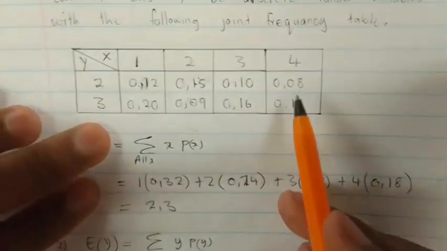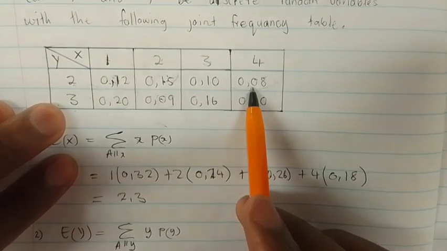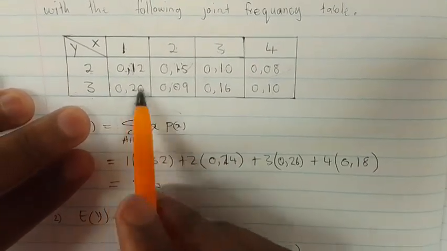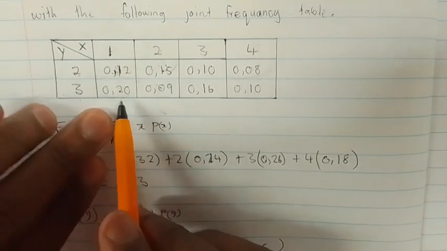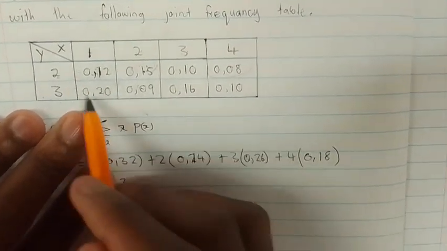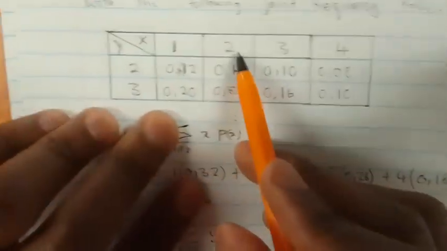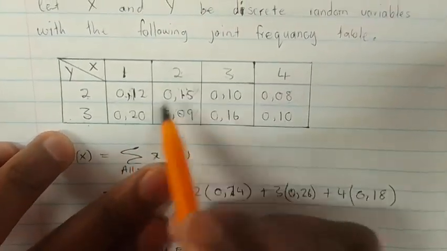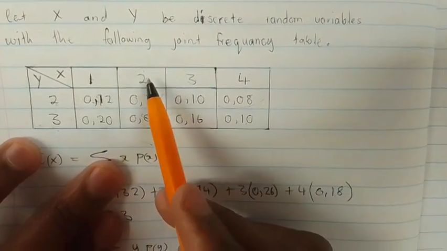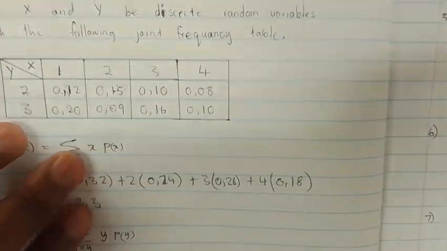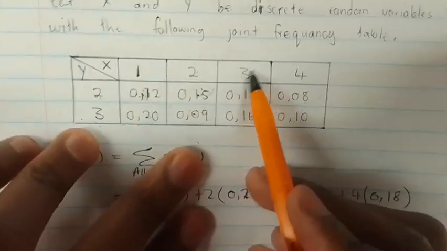Plus, let's check the other ones. Here we have 2 and 4. 2 and 4 for 0.08. 3 is not there. 3 cannot be a maximum there. Let's come here. Here we have 3 and 1. 3 is there, and 3 can be a maximum because 3 is the largest for 3 and 1. So we take that probability 0.20. Here we have 2 and 3. The biggest number between 2 and 3 is 3. So 3 is the maximum there. We take plus 0.09. Plus, here 3 and 3.